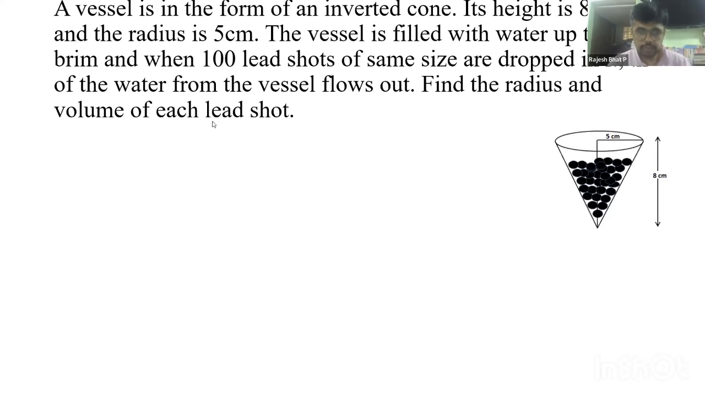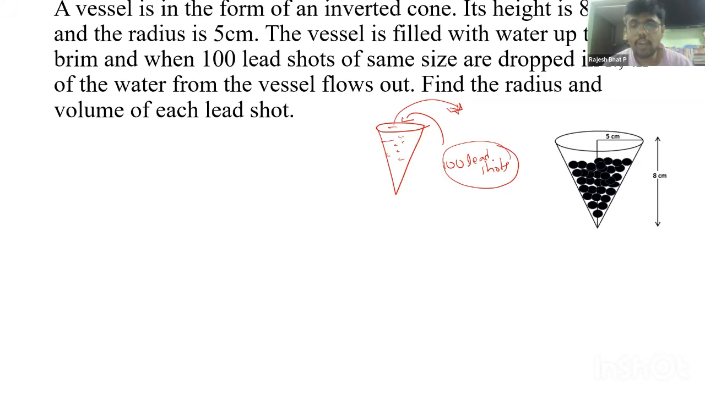There is a cone. The cone is first filled with water, and then they put 100 lead shots into it. So what will happen when you put 100 lead shots? Obviously, water will come out. How much water will come out? By Archimedes' principle, the volume of the lead shots. If you understood, you will know. The same amount of water as the volume of the lead shots will come out.